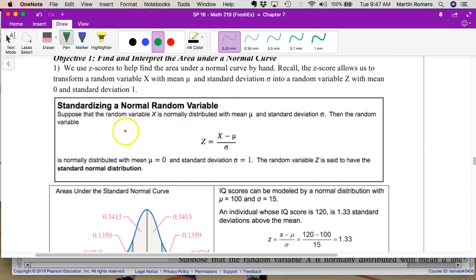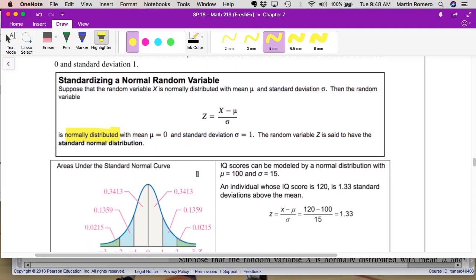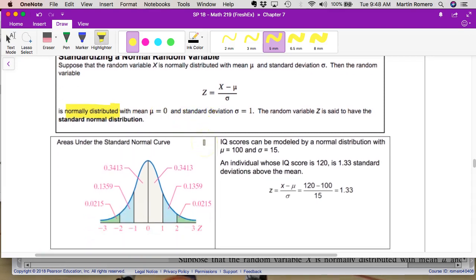What we know now is that when you calculate z-scores for data, the z-scores can be considered a random variable. When we graph the values of the z-scores for all the data, instead of graphing the data itself, the z-scores are going to be normally distributed. The mean would be 0 and the standard deviation equals 1. The random variable z is said to have the standard normal distribution.